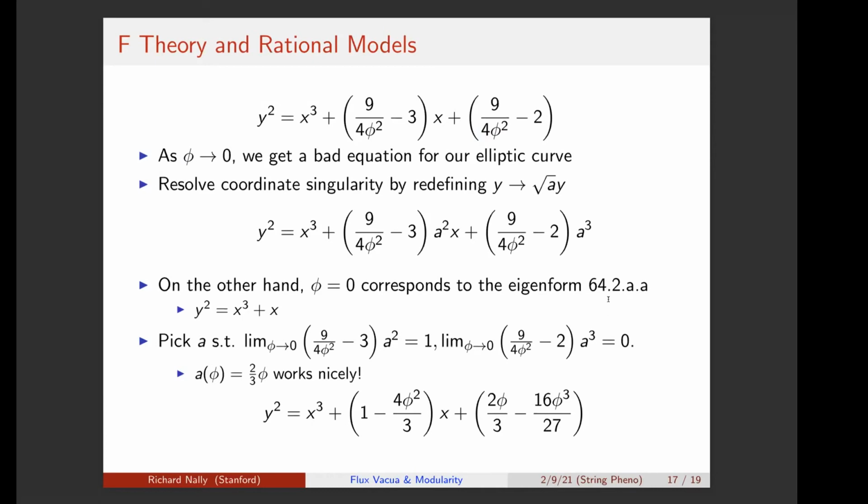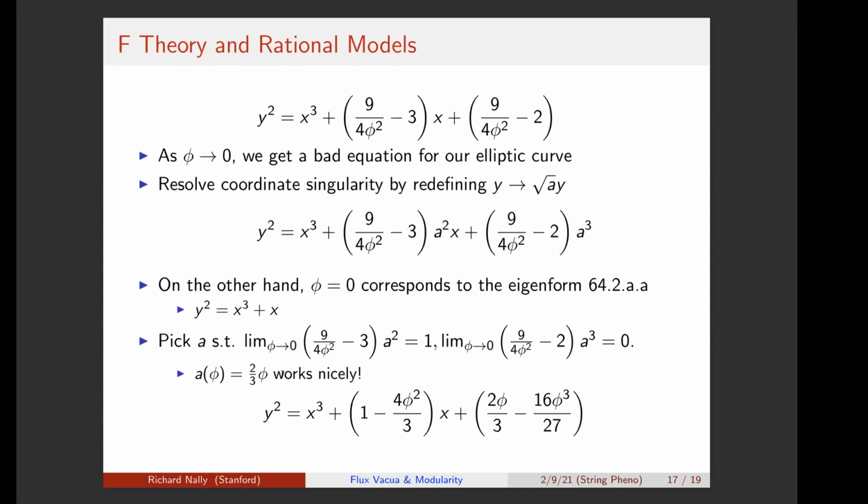Now we can cheat by plugging in the rational model associated to phi equals 0. So phi equals 0 corresponds to the eigenform for gamma naught of 64, which is associated to the elliptic curve y squared is equal to x cubed plus x. So we can get out this rational model at phi equals 0 if we can pick an a as a function of phi, such that this Weierstrass model has the right limiting behavior as phi goes to 0. And so you can just sort of stare at these limits and see that a choice that works is a of phi is equal to 2 phi over 3.